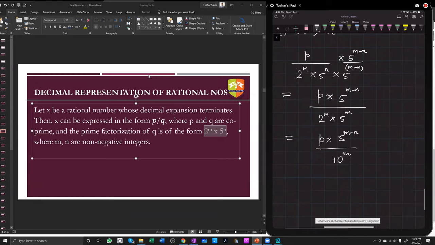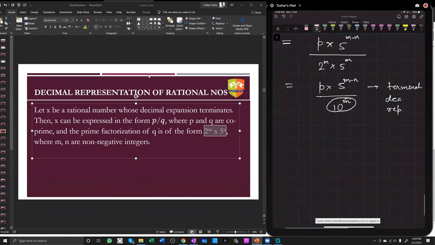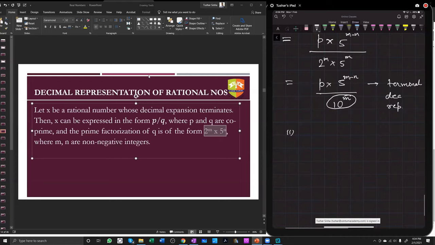Now, anything divided by a power of 10 will always lead to a terminating decimal number, isn't it? So this will lead to terminating decimal representation without doubt. Why? Because you are dividing by a multiple of 10, right? This is case 1. What if case 2? Case 2 is m is equal to n.